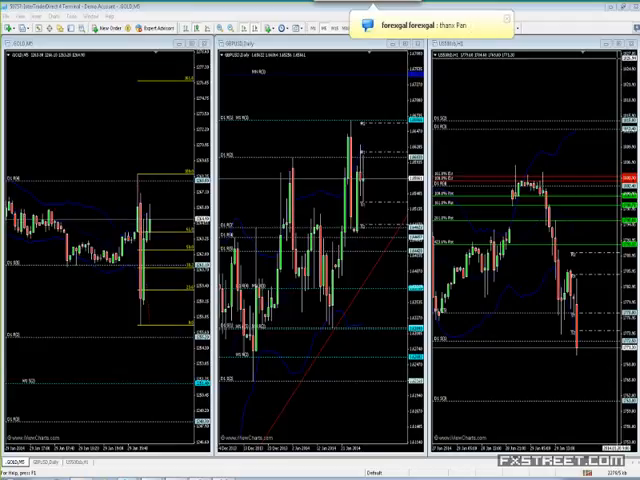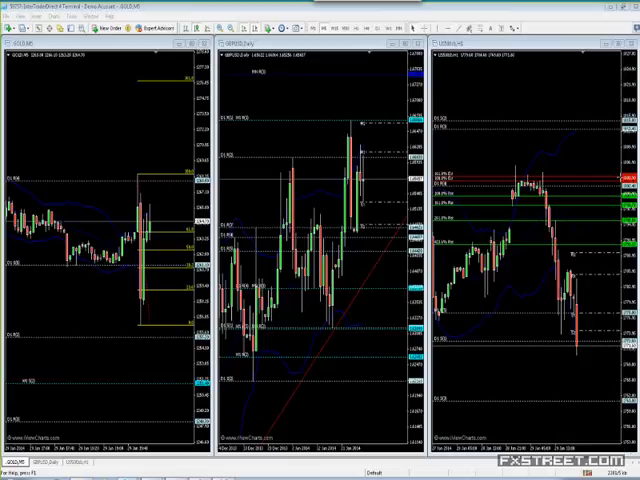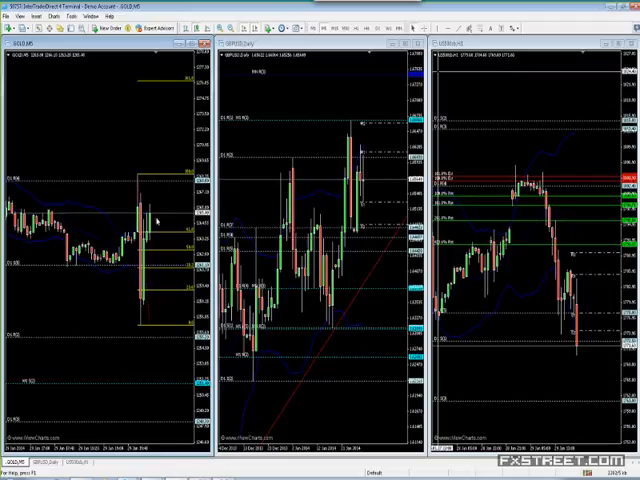Well, yes, I could have bought gold when it was above the 50. I could have made a cheeky 20, 30 ticks out of that. But you're just not seeing that kind of strength or weakness in the other markets to back up what I'm saying. I'm just going off a technical study.